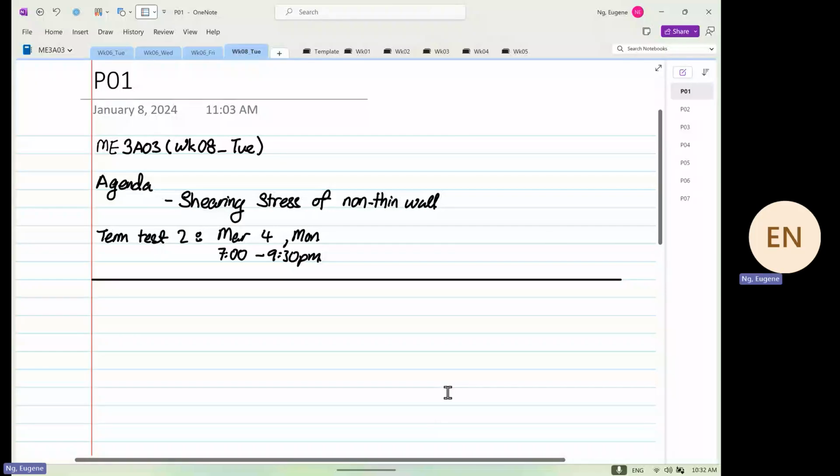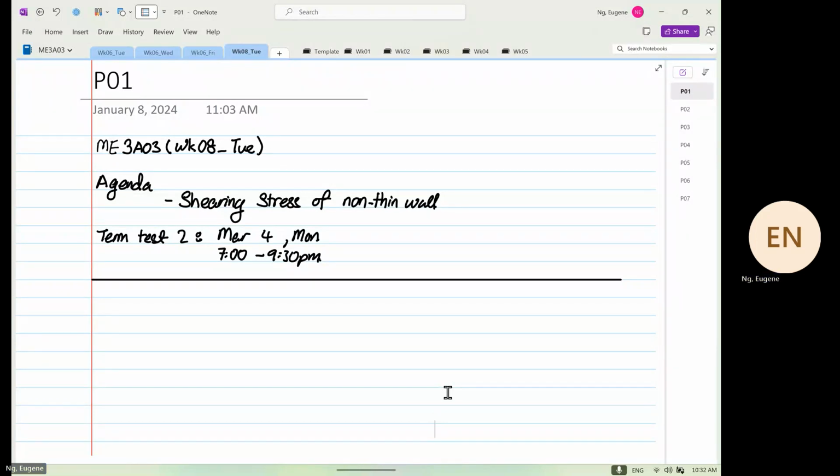Right, so today we're going to deal with shearing stress of non-thin wall. Term test 2 is on a Monday. Okay, I repeat again. Term test 2 is on a Monday, 4th of March. Topics covered will be homework 3 and homework 4.